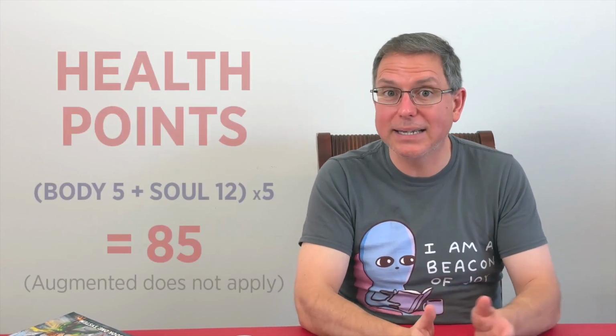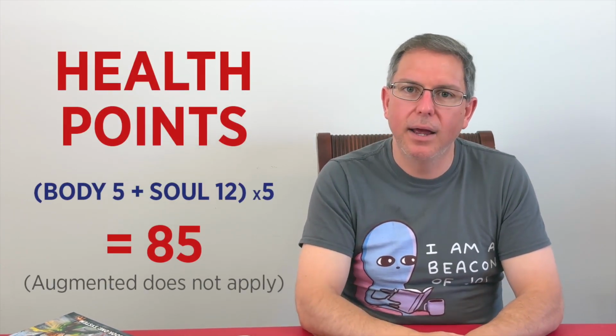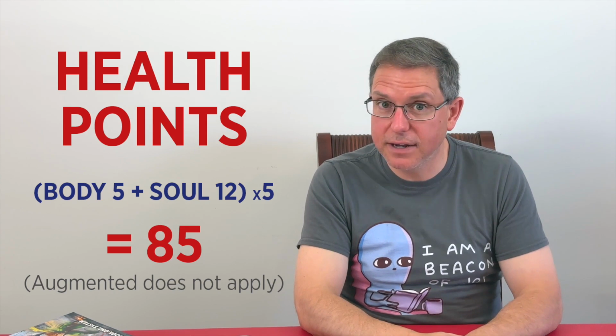There's also health points. The way it works is it's going to be your body plus your soul stats times 5. Now this gives me an opportunity to go back at the augmented and say, well, the way I want to augment it is the body stat augmentation from the suit gives him a higher body, but doesn't affect his health points. Like, he's not physically tougher because the suit helps support his body. So the augmentation does not assist in his health points. And so we would use his base body stat of 5 plus his soul stat, add them together, multiply by 5, so he'd have 85 health points.